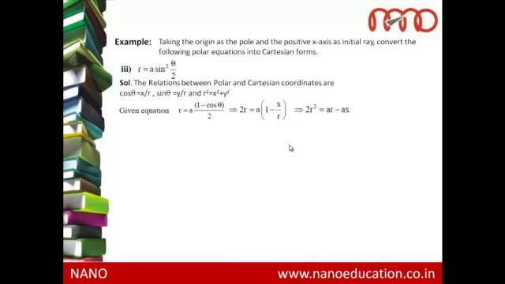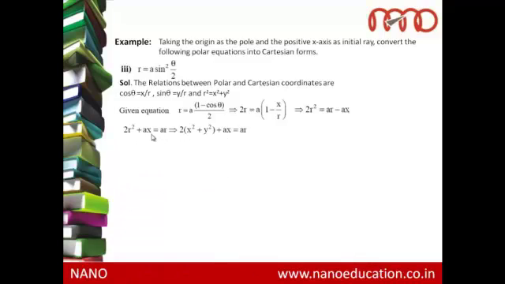2r square is equal to ar minus ax. I will take ax the other side, because if I replace r directly, I will have under root x square plus y square. In order to get rid of the roots, I will first take ax the other side and square on both sides.